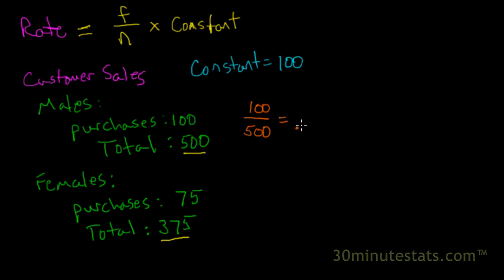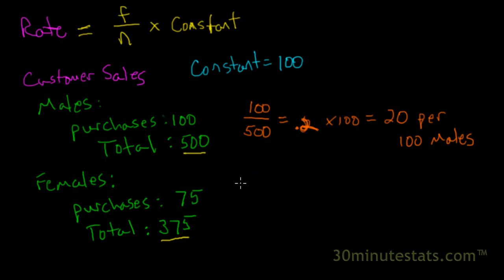database, and that gives us a ratio of 0.2, and then we'll multiply that by 100 and we come up with 20 purchases per 100 males. Okay, so 20 purchases per 100 males.